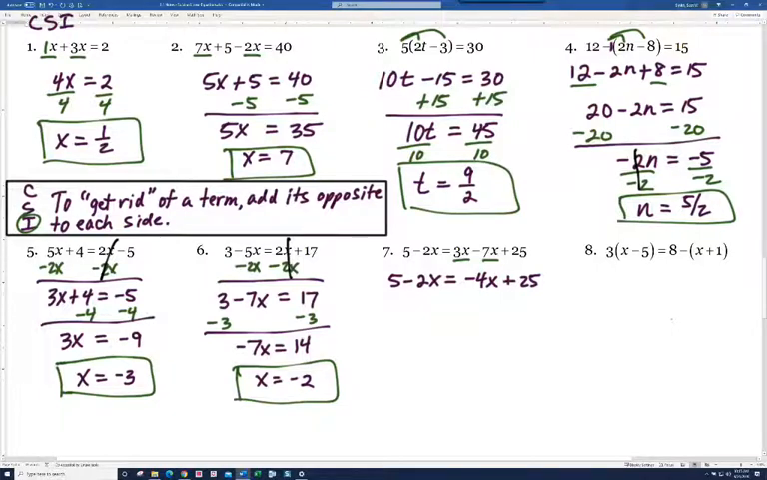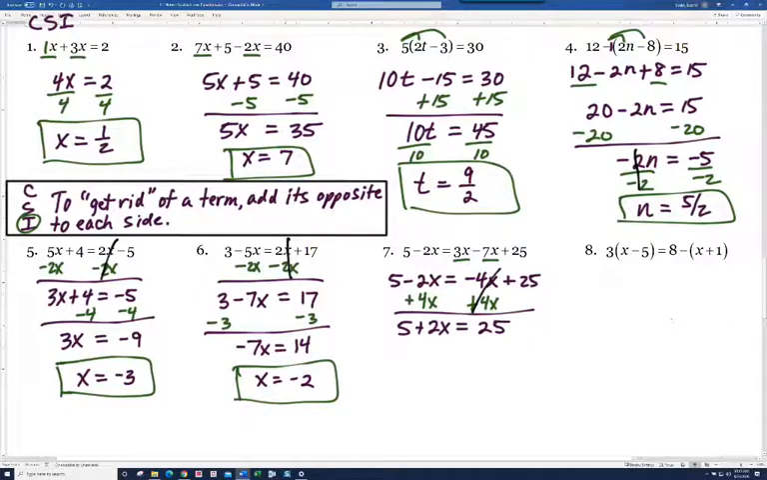4x to both sides. Now keep in mind, you could have added 2x to both sides, and you would get rid of the x on the left. In general, I like to keep my x on the left, so I'll normally get rid of the x on the right, but it really doesn't matter. So let's add 4x to both sides. We're going to get a minus 2x and a plus 4x is a positive 2x. So 5 plus 2x is equal to 25.